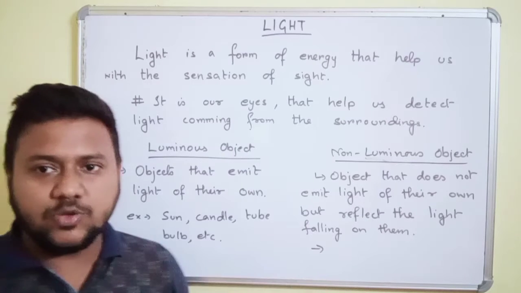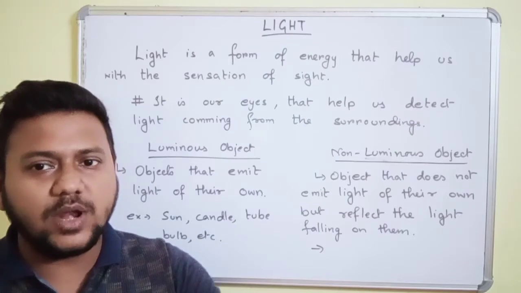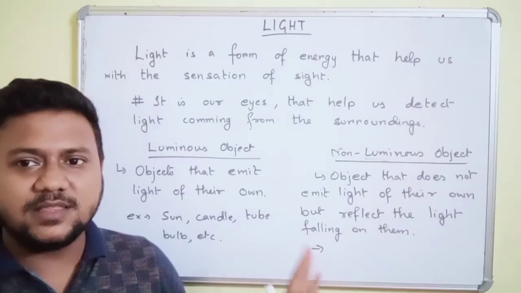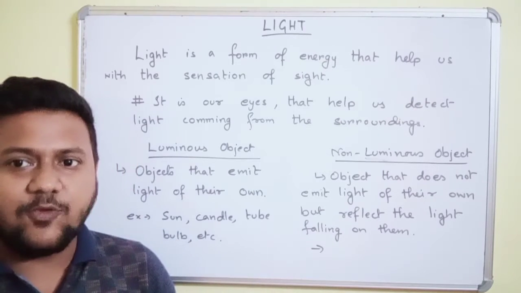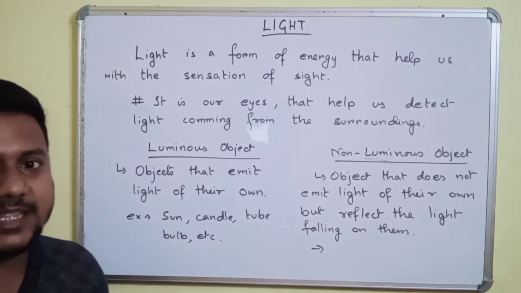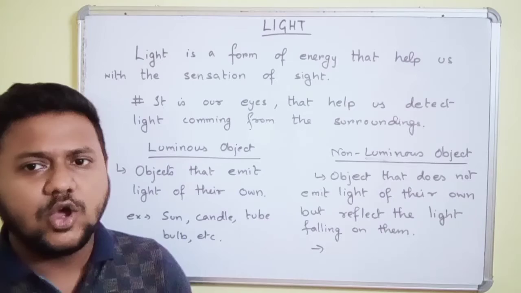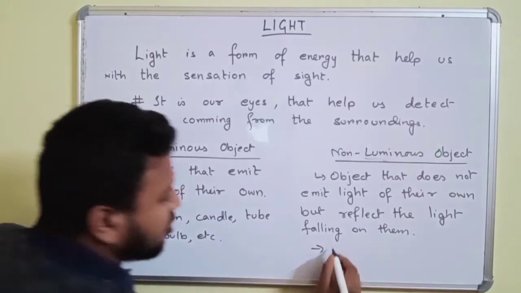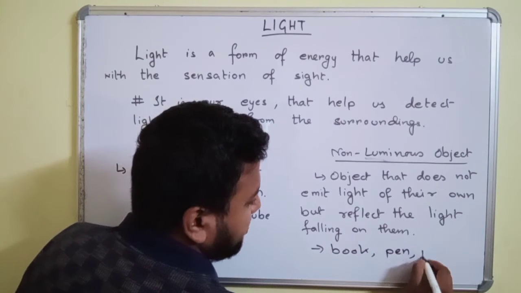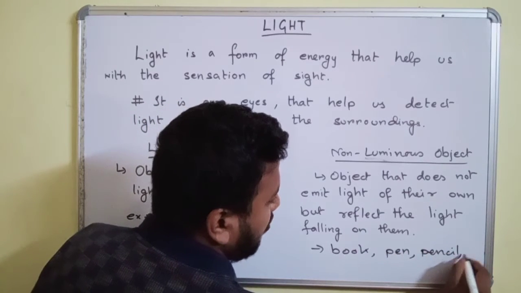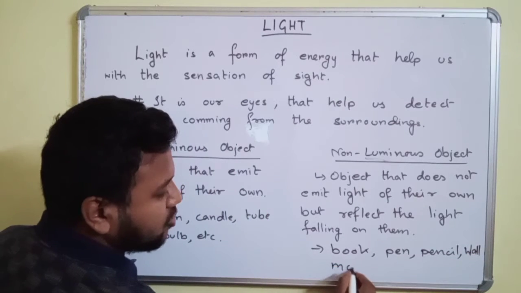So all the non-luminous objects, whether it is a tree or a table or a pen or anything that you are seeing in your surroundings that does not emit light of its own, reflect the light that is falling on them from the luminous object, and when that light is reflected from that object and perceived in our eyes, we can see the object. Like your book, pen, pencil, wall, etc.